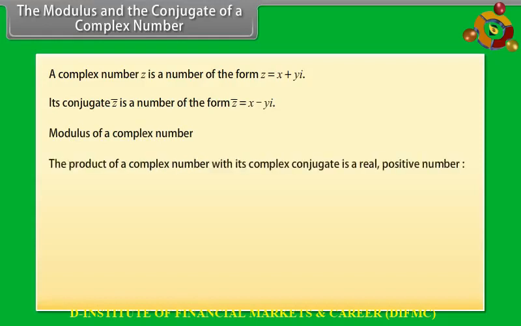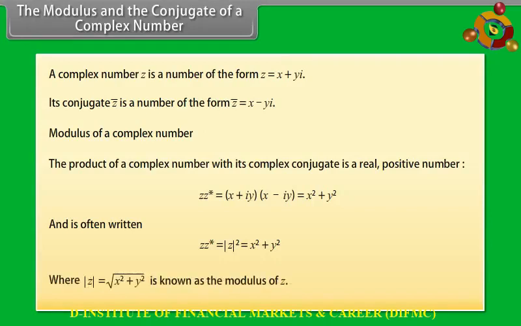The product of a complex number with its complex conjugate is a real positive number, that is, z into z bar is equal to x plus iota y into x minus iota y, which is equal to x square plus y square. It is often written as z into z bar is equal to the square of modulus of z, which is equal to x square plus y square, where modulus of z is the square root of x square plus y square.